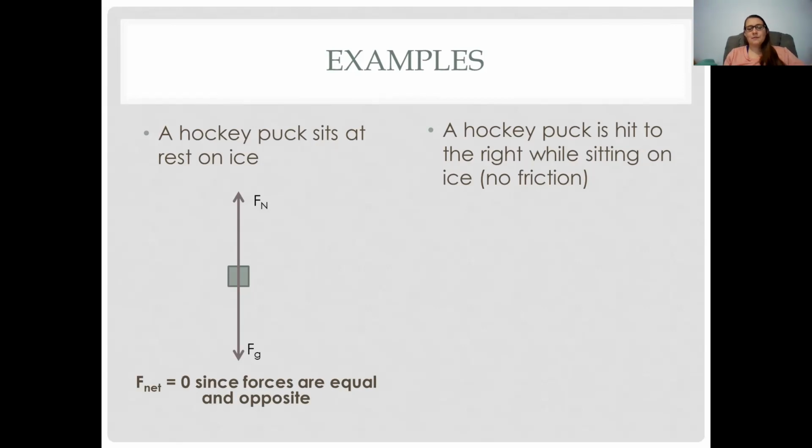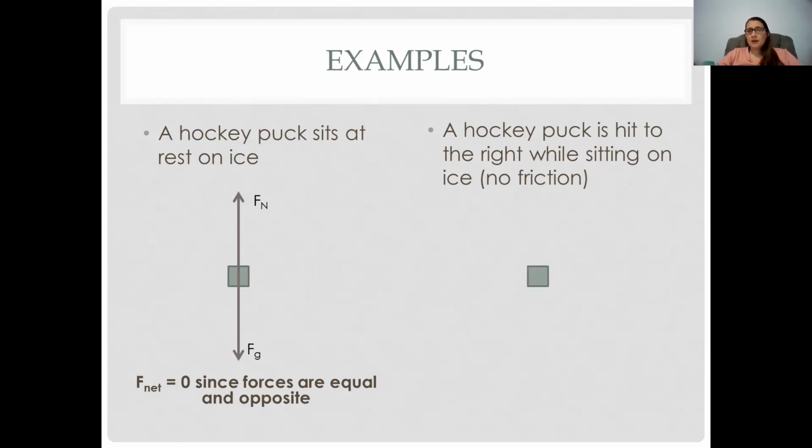Net force is 0. Now, in the next case, the hockey puck is hit to the right while it's sitting on ice. And we're going to pretend that there's no friction, because ice is very slippery, and so the coefficient of friction is very, very low on ice. It's very close to 0. So usually when we say something is on ice, we're implying that there's no friction, even though there might be a smidge in reality.